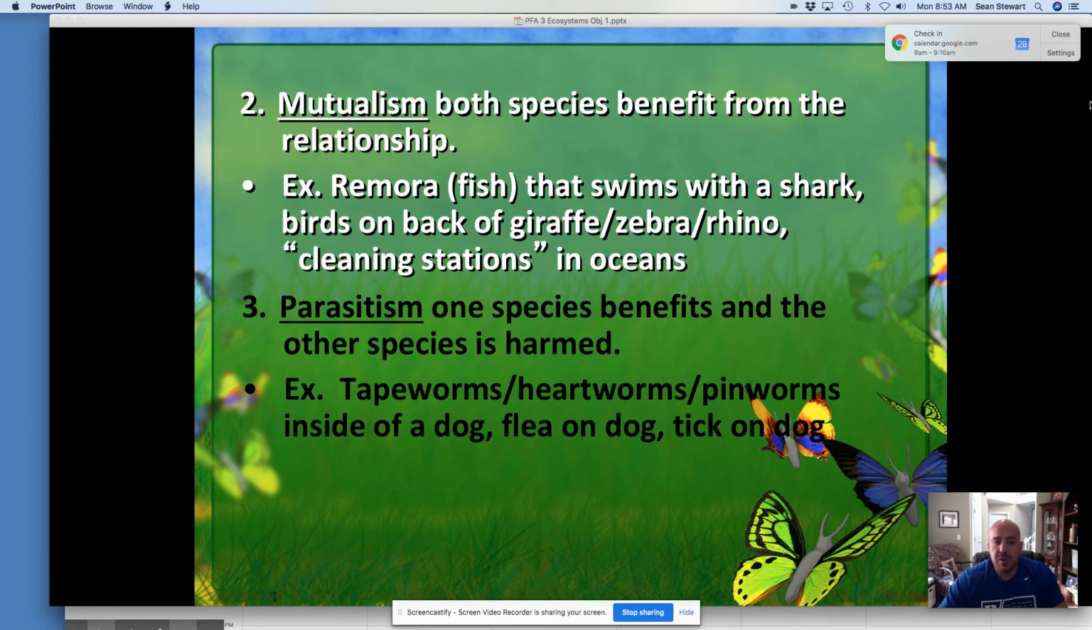I'm also sure you've probably seen birds on the backs of giraffes or zebras or rhinos, and they are there to eat bugs. So the giraffes, zebras, and rhinos let them stay there because they get cleaned, and the birds love being there because they get food.